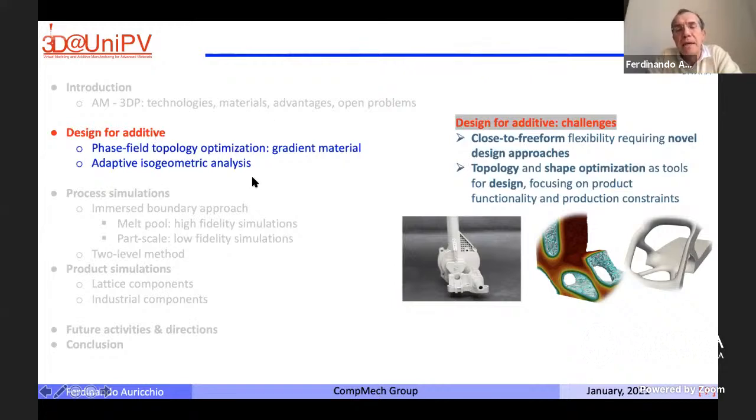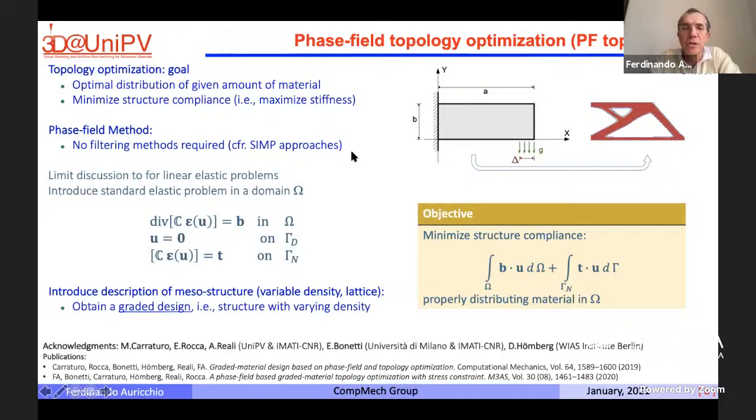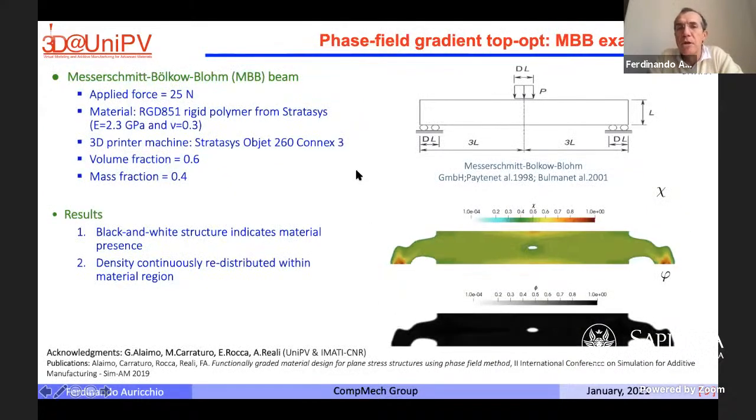So let me start from the design of additive manufacturing, which comes down to the concept of topology optimization. Yesterday, and the day before, we already saw several presentations on topology optimization. Basically, the goal is that you start from a domain and you want to optimally distribute a certain amount of material within the domain. There are many different techniques, on which I'm not going to dwell today.